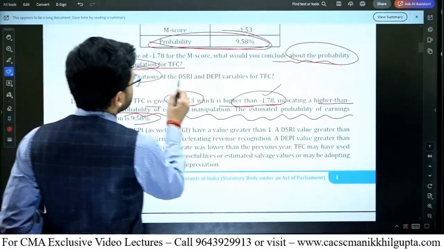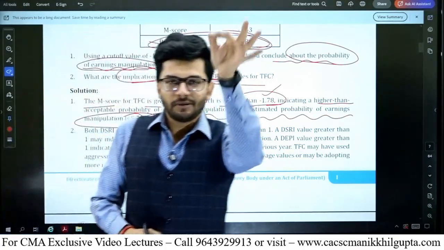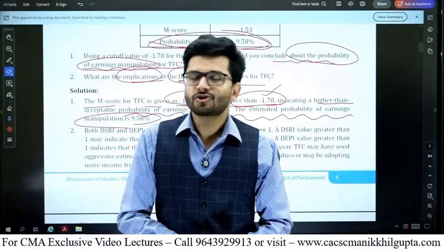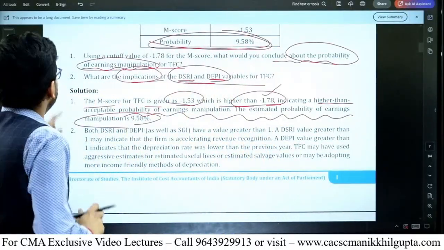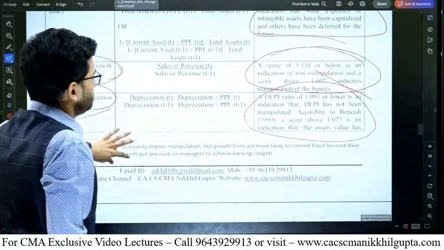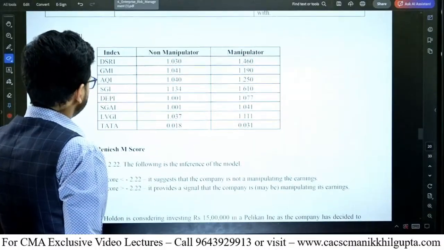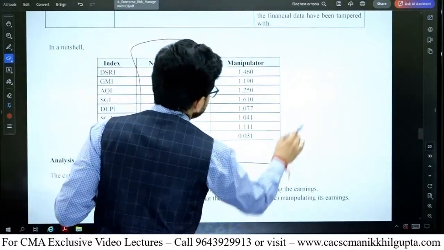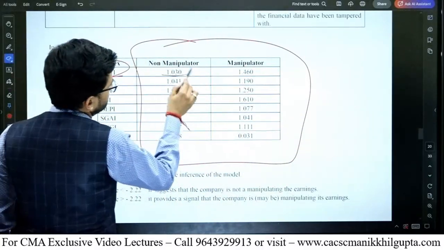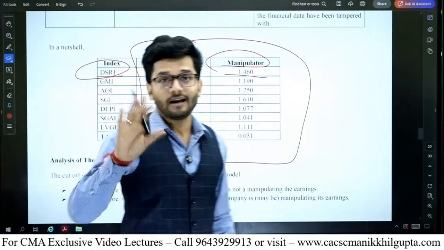Second part says, what are the implications of DSRI and DEPI variables? Now again, a specific variable has been put up and you are required to explain it. You are required to tell what are the implications of it. What will be helpful in this particular question? The explanation which is given along with each and every facet of the equation. And this table comes really handy. This table is important. So if DSRI is 1.03, non-manipulator, the manipulator 1.46. This table is quite relevant in that respect.